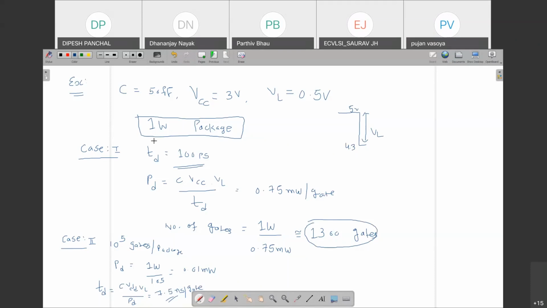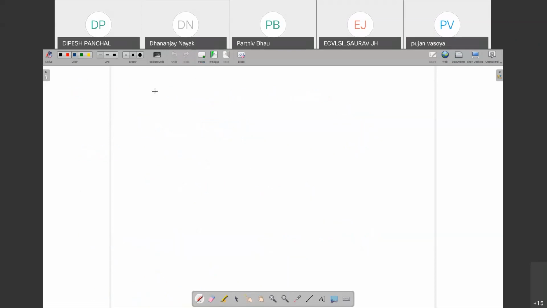Okay. So this is my second performance parameter after speed. If you recall, in any digital circuit, we have so many other constraints in the case of power.